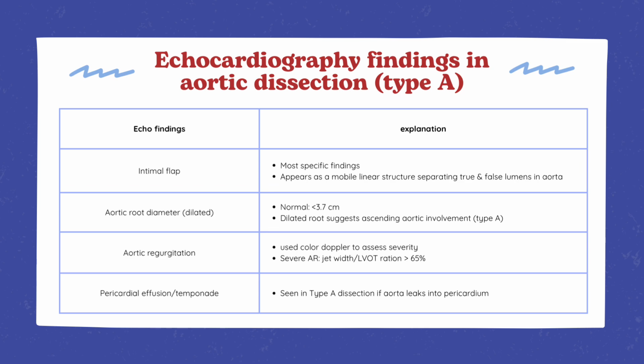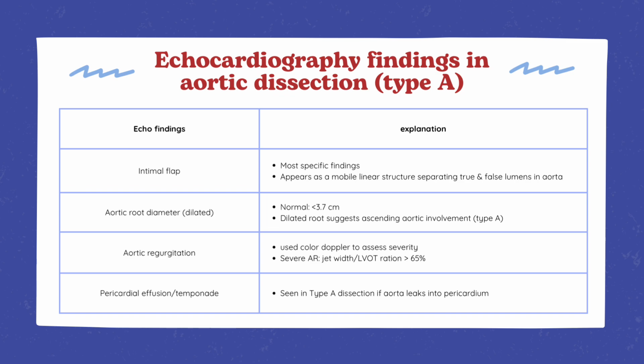These are the important echo findings in aortic dissection, especially for type A. Firstly, we have the intimal flap. It is the most specific finding, which appears as a mobile linear structure separating the true and false lumen in the aorta. Then aortic root diameter can dilate in type A aortic dissection. The normal value is less than 3.7; a dilated root suggests ascending aortic involvement.